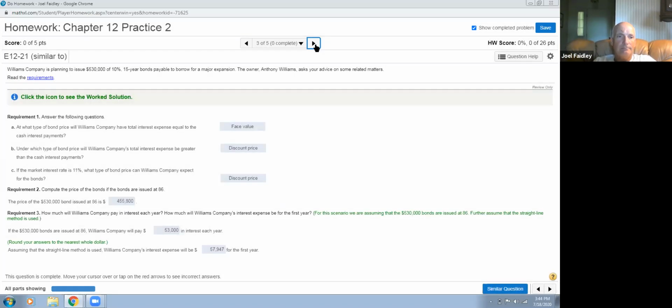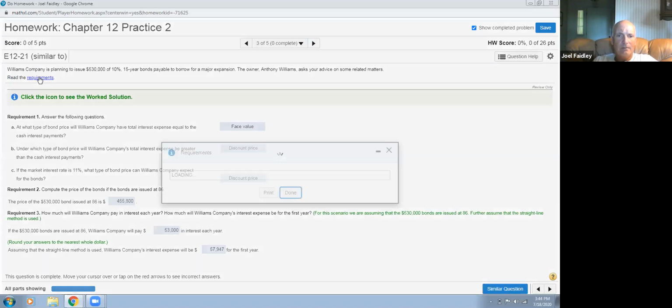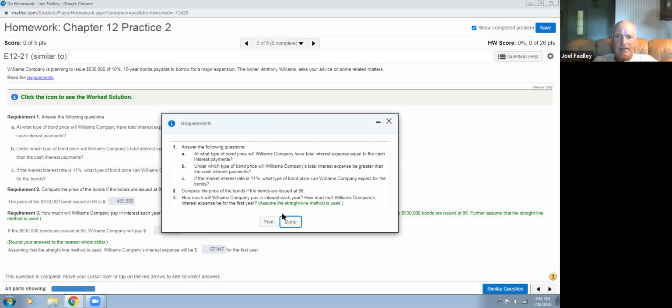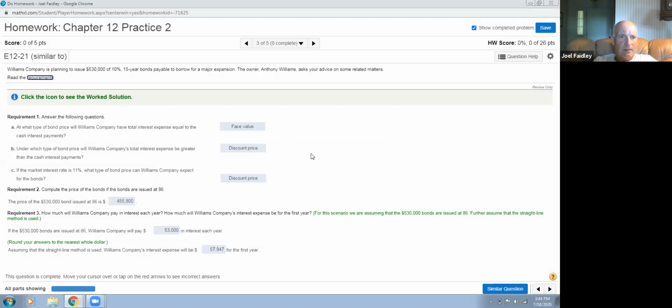Number 3. Williams Company is planning to issue $530,000 of 10% 15-year bonds payable for major expansion. What are the requirements? And that's the same thing as what's written here. What type of bond will have the total interest expense equal to the cash interest payments? Face value. Which type of bond will Williams' total interest expense be greater than the cash interest payments? Discount. You can read those for yourself.